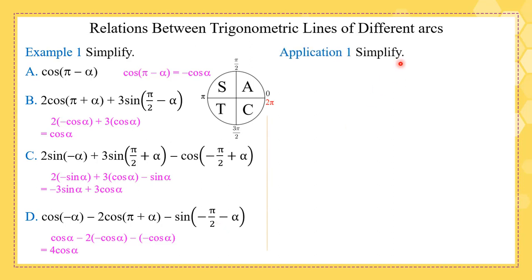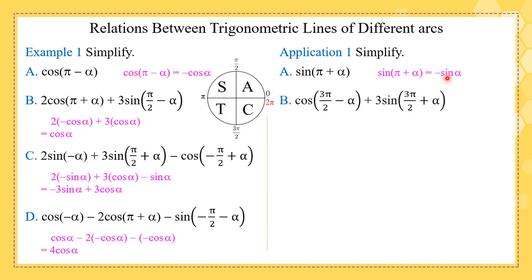Now let's see the application. Simplify this one, try to do it alone. Now pi plus alpha is in the third quadrant and the sign in this case is negative. The second part, try also to do it alone.